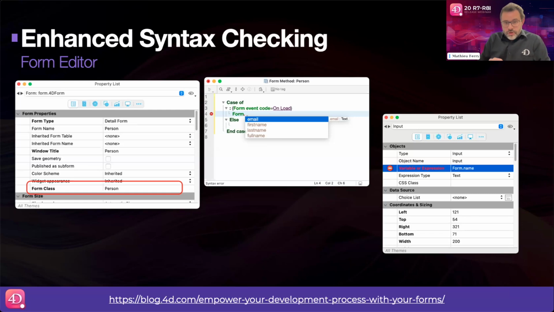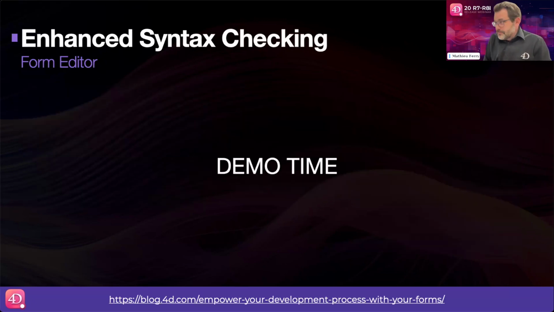By typing form dot something, you'll receive suggestions for all properties and functions declared in the form associated class. And this reduces coding errors or typos. You also get real-time syntax checking both in the code editor while coding, but also in the property lists. This immediate feedback helps you identify errors or warnings early in the development process. But let's see all this in a demo, once again, from Vanessa.